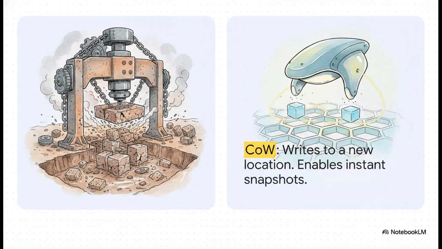But then you have the copy on write titans like ReFS and ZFS. They write new data to a completely new location on the disk and then just update a tiny metadata pointer. The result? Deploying 50 VMs from a template takes seconds instead of hours. Snapshots basically become instant and virtually free.